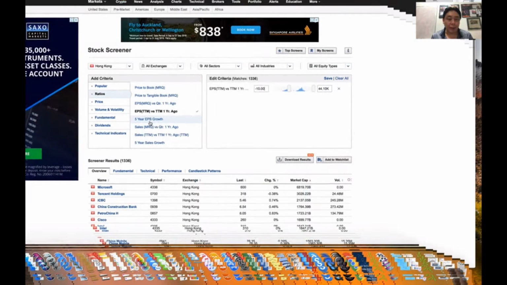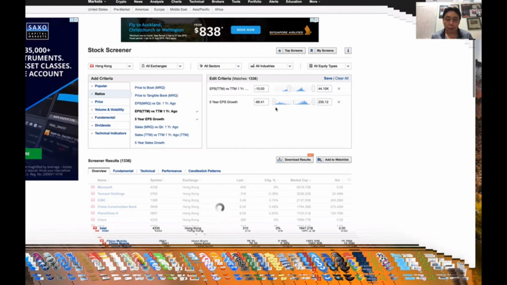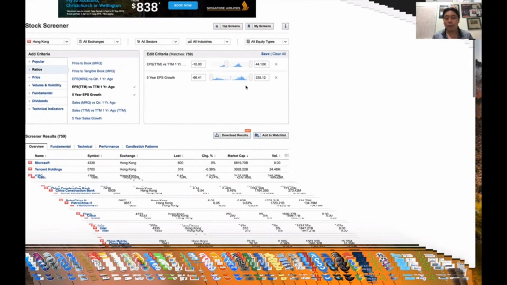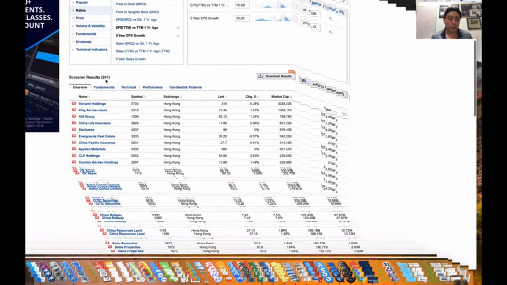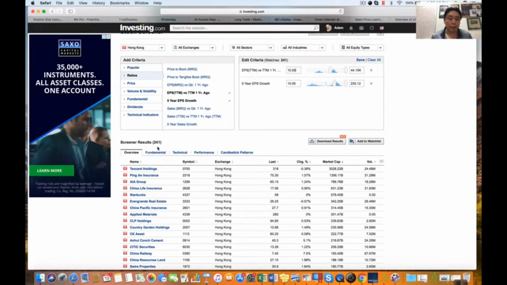Next would be 5-year earnings growth rate. So for the last 5 years, we want the earnings to be growing at least, again, say 10%. Sorry, I apologize. This should be 10%, not minus 10%. Okay, so if you put in these two filters, you're down to 241 stocks out of 2,000, right?